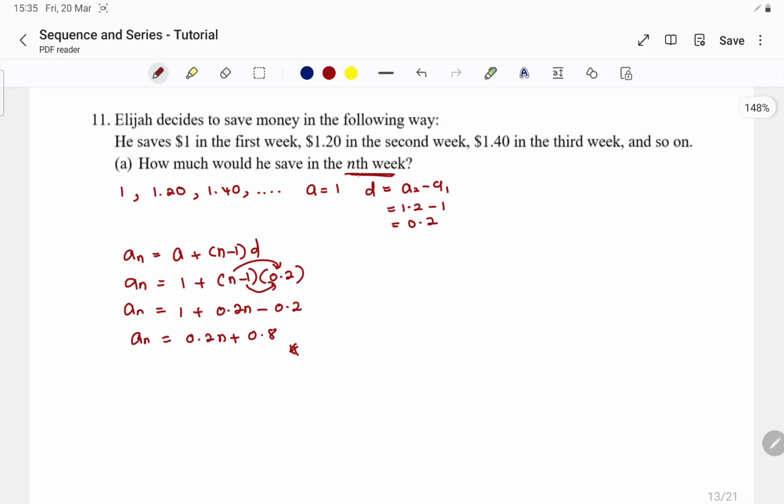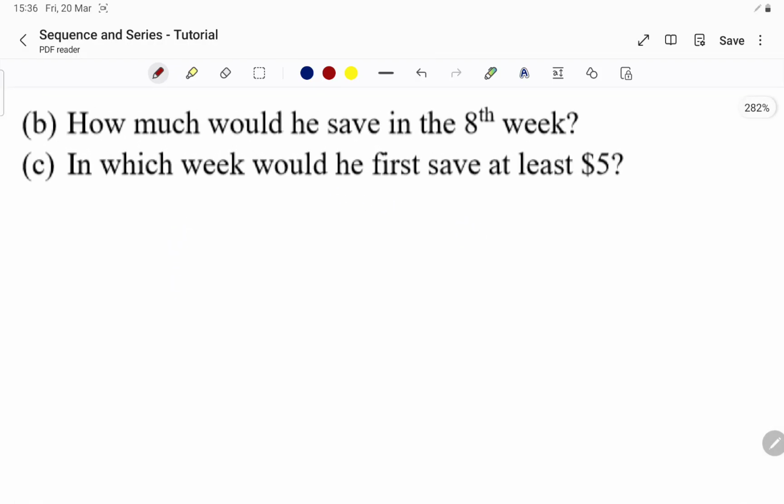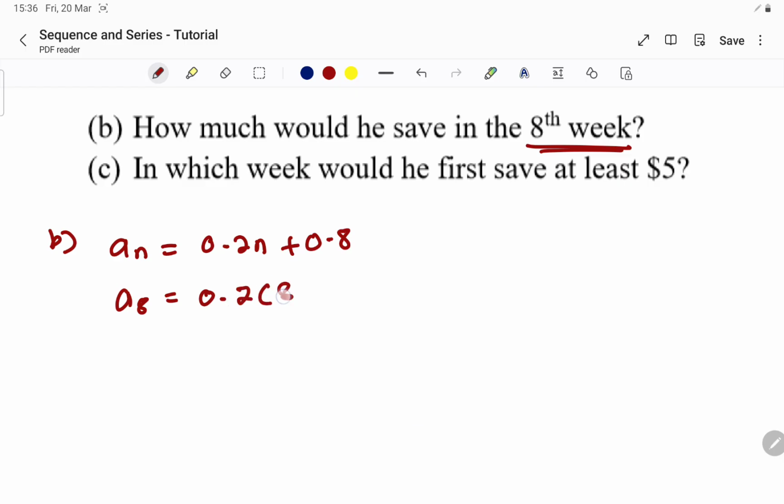Okay, now we will proceed to question B, where they ask how much he would save in the 8th week. We already have AN equal to 0.2N plus 0.8. Since we want to know the 8th week, we want to know A8. 0.2 multiplied, substitute N equal to 8, plus 0.8, and the answer you will get is 2.4. That's it for question B.